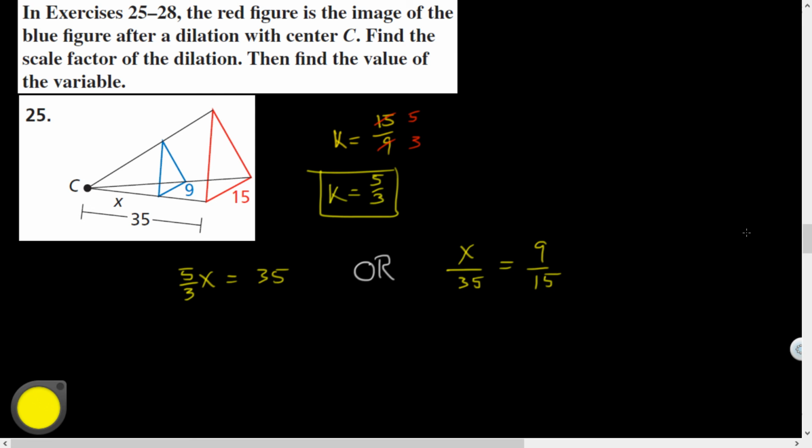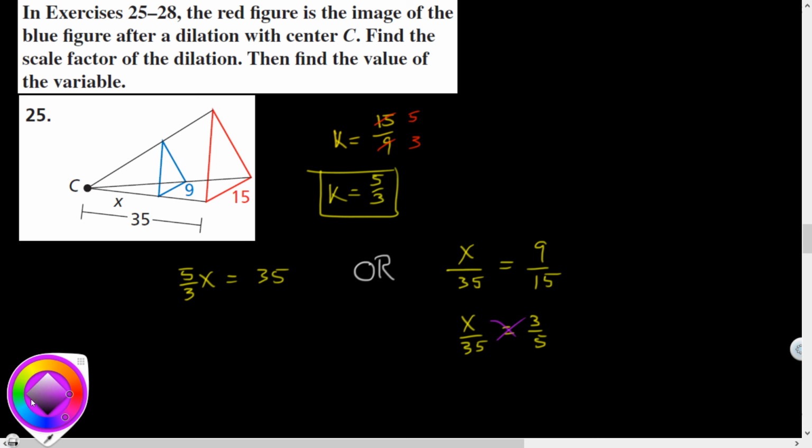Yes. Why did I have 3 here? Oh, because I reduced that. So I could do the scale factor times x is equal to 35, or I could have set up a proportion comparing those two things. Does anyone know how to solve a proportion? Cross multiply. Let's reduce 9/15. That would have been x is to 35 as 3 is to 5. Cross multiplicado, friends. 5 times x and 3 times 35.